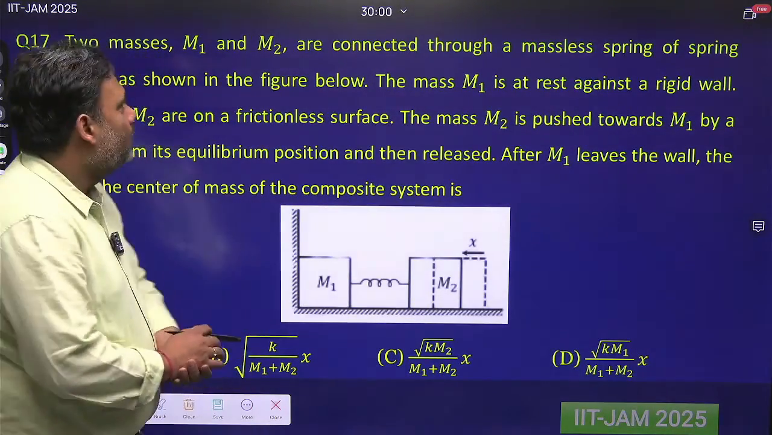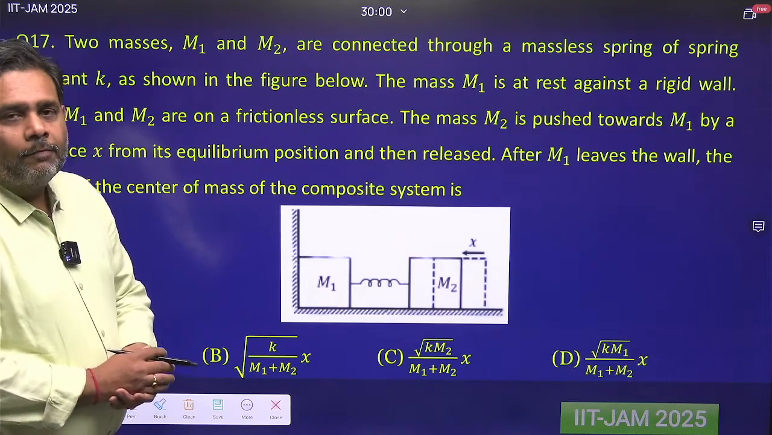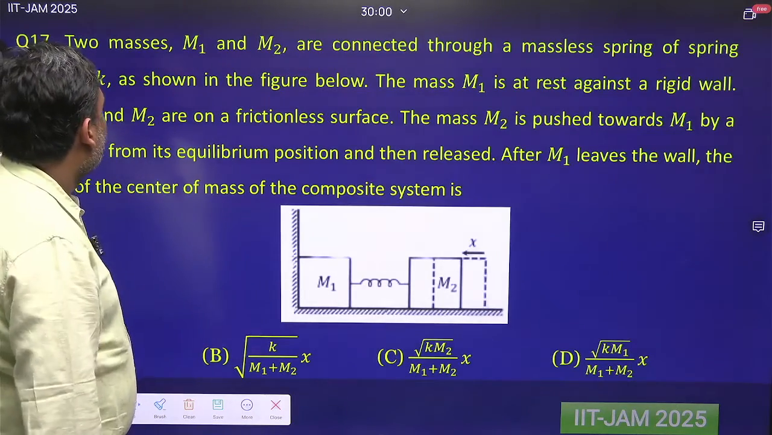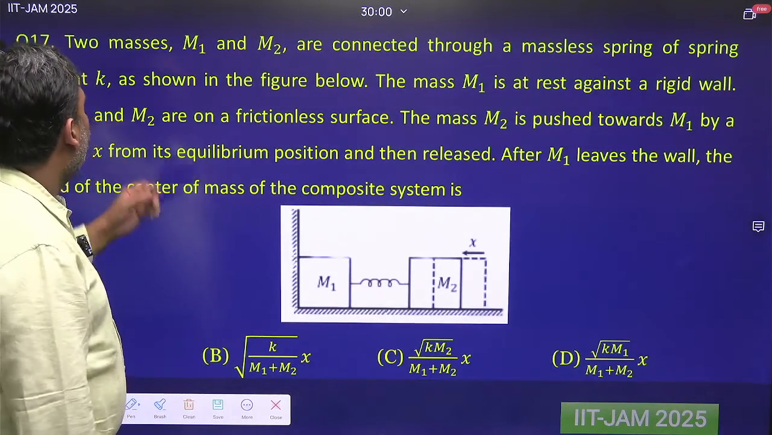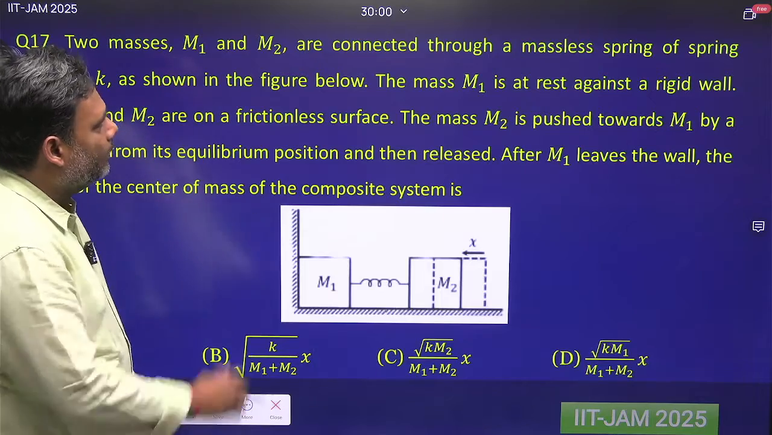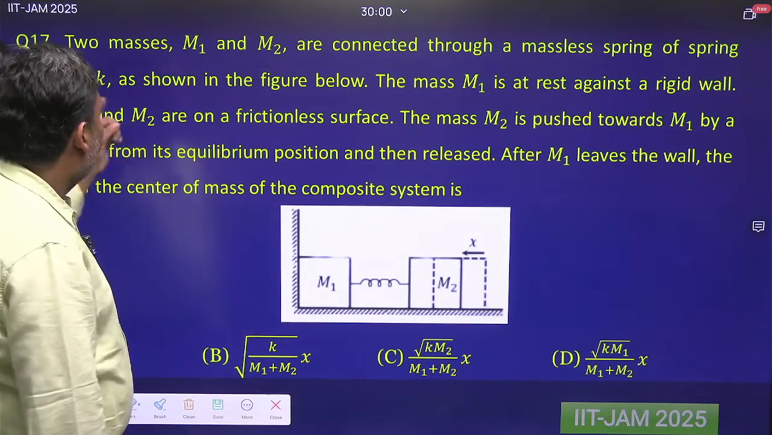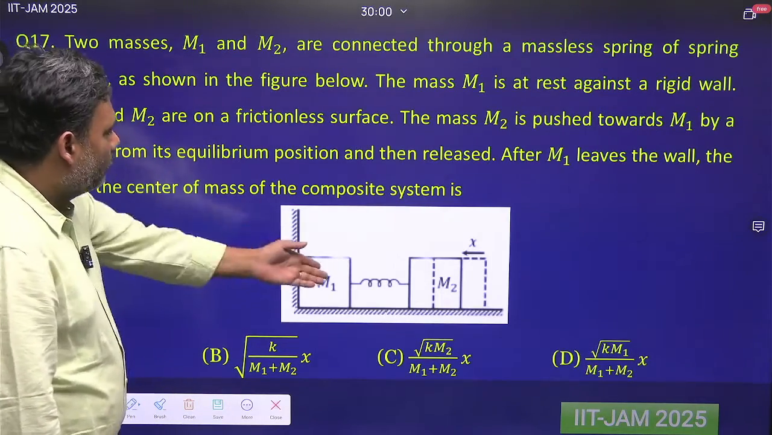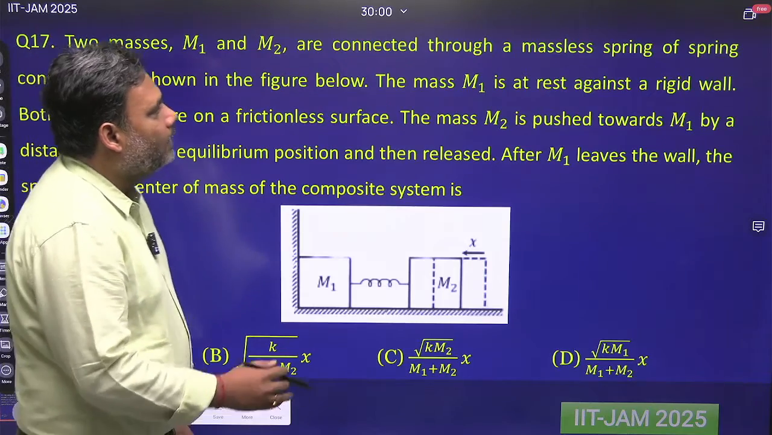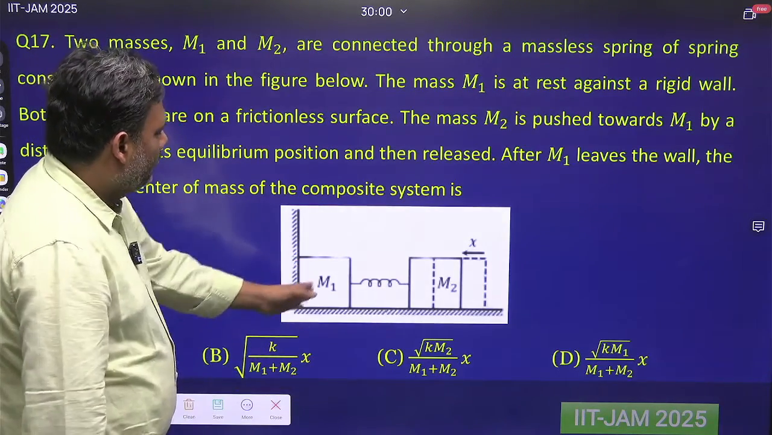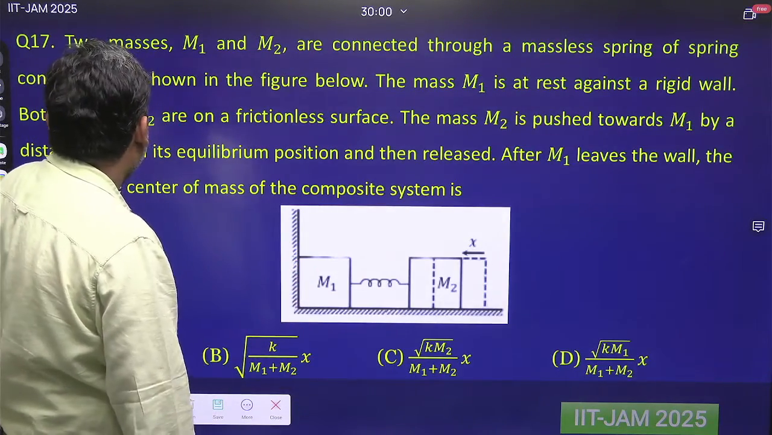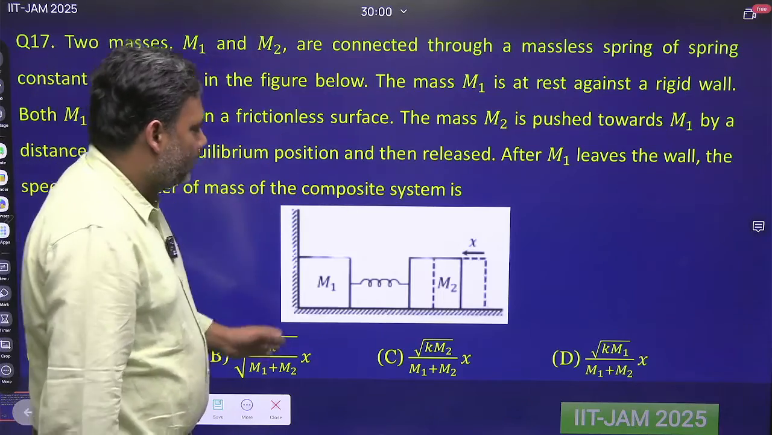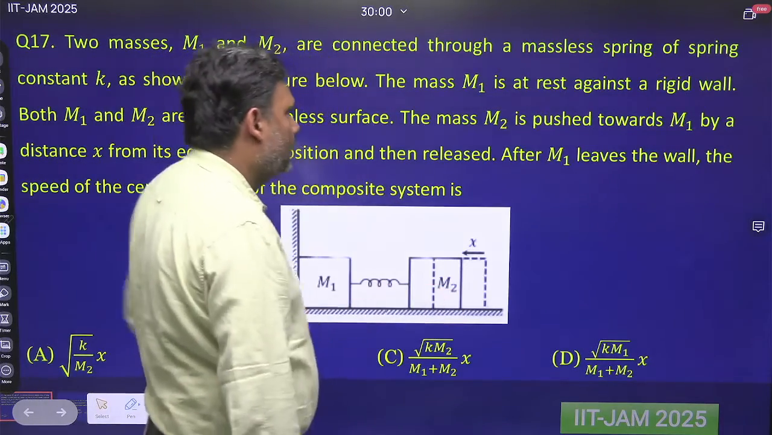Hello students, so let's try to solve one very beautiful problem from IIT JAM 2025. It is given that two masses m1 and m2 are connected through a massless spring of spring constant k, which is shown in the figure. The mass m1 is at rest against the wall, and both m1 and m2 are on a frictionless surface.